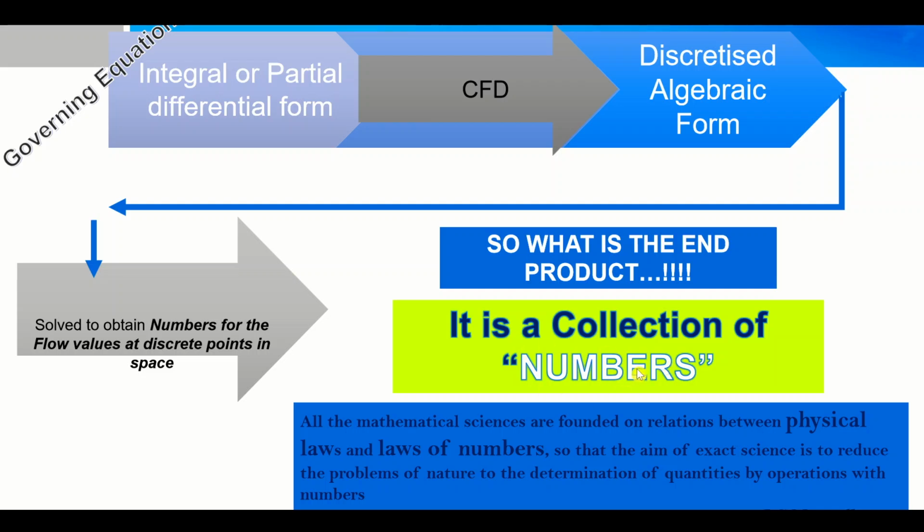And as we are discussing numbers, Mr. J.C. Maxwell has written that all the mathematical sciences are founded on relations between physical laws and the laws of numbers. So you can see over here, we are trying to solve a physical fluid which is moving. And what are we getting? We're getting some numbers. So there is a relation between the physical laws and the laws of numbers. So based on the numbers we are getting, we are trying to judge, we are trying to understand, we are trying to solve a fluid motion basically.